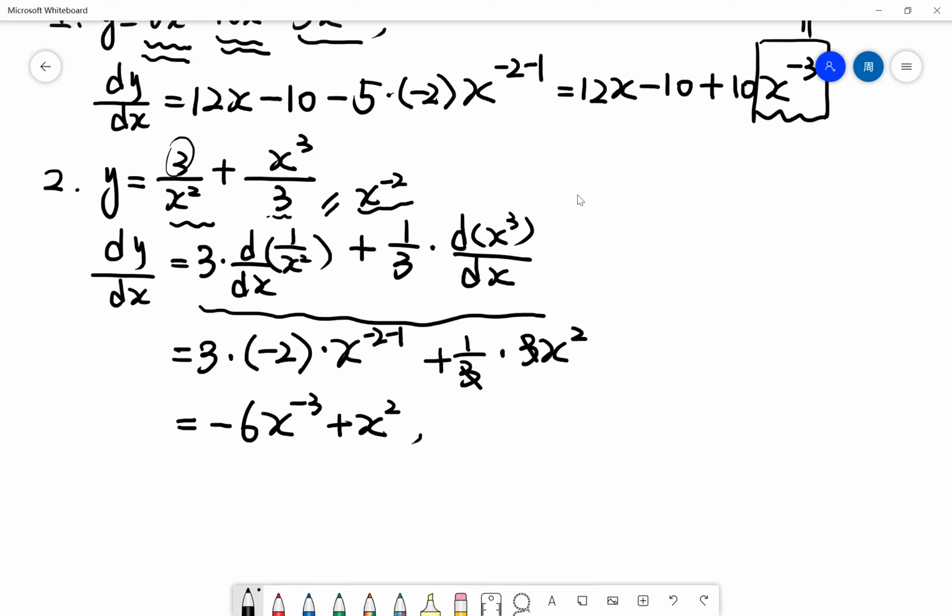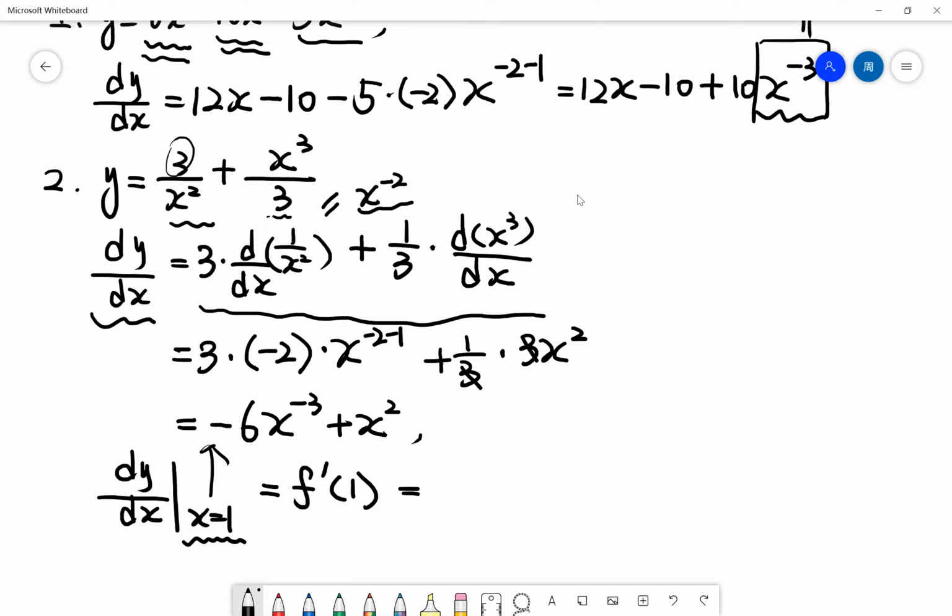And I want you to get the value if x equals 1. So dy/dx at x equals 1, or I can also write f prime 1, they have the same meaning. We substitute x equals 1 into the function. So that equals minus 6 times 1 power minus 3 plus 1 power 2. And 1 power minus 3 and 1 power 2 both equal 1. So that is minus 6 plus 1 equals minus 5. So here is the solution of the second question.